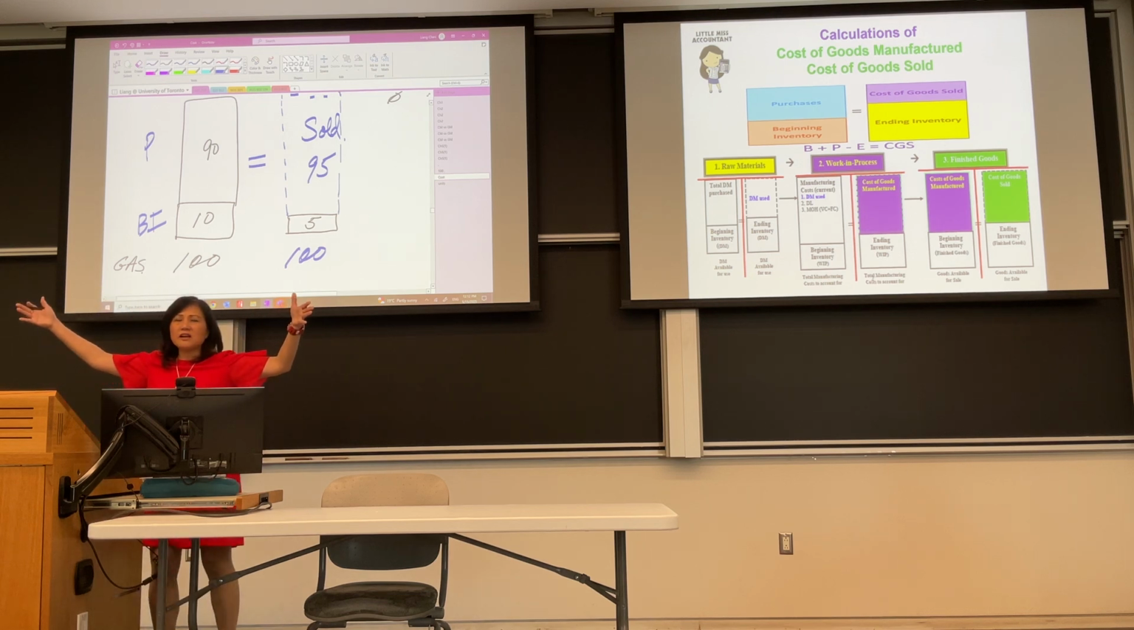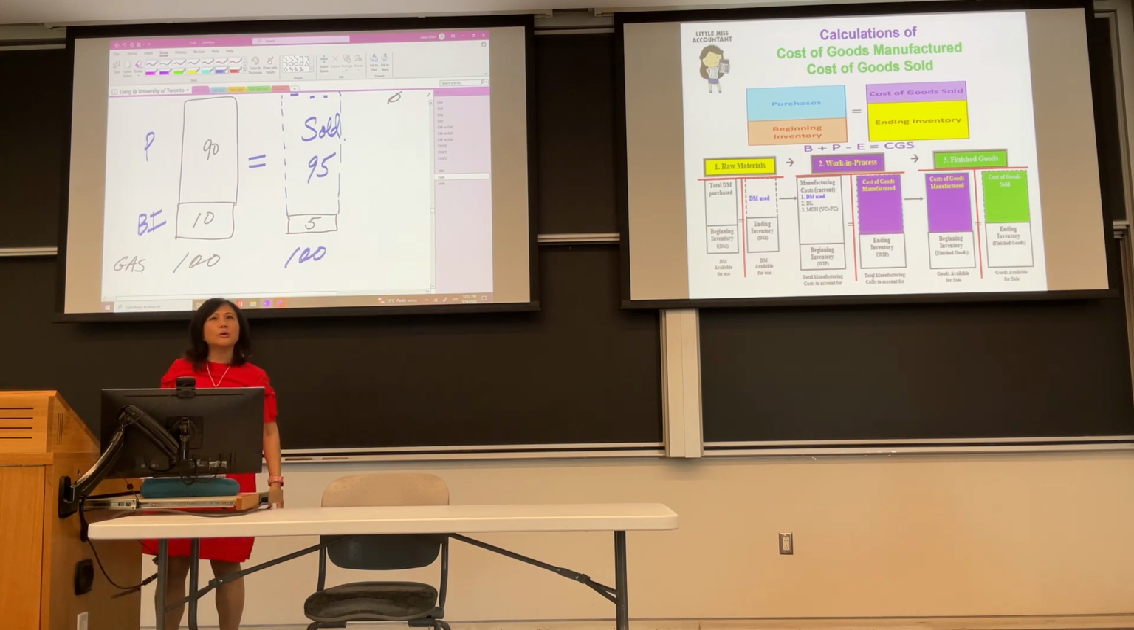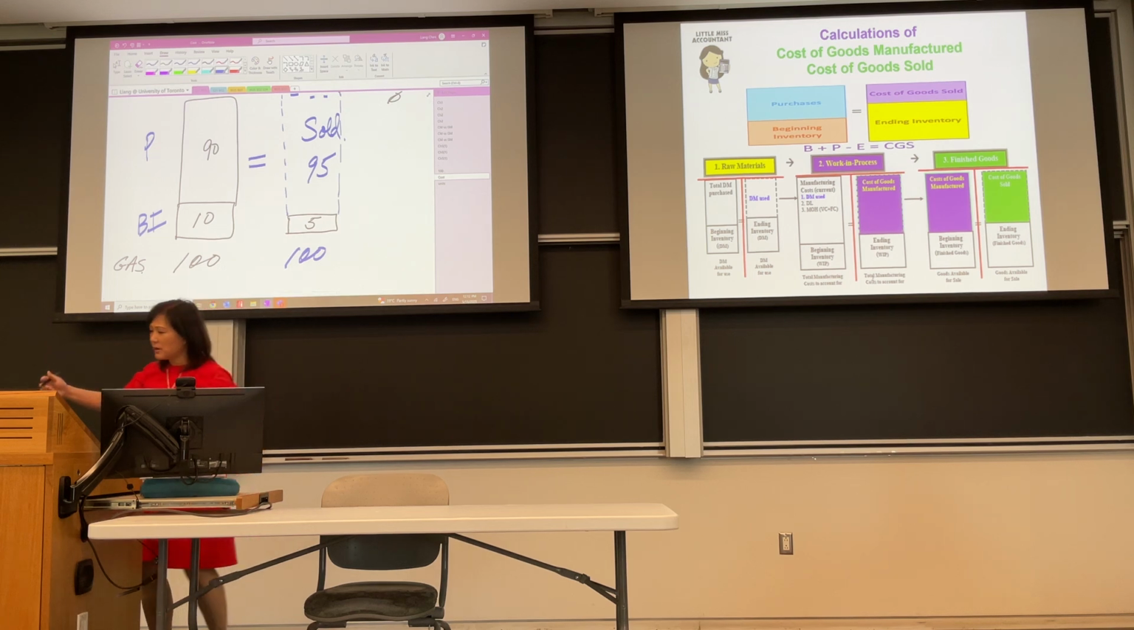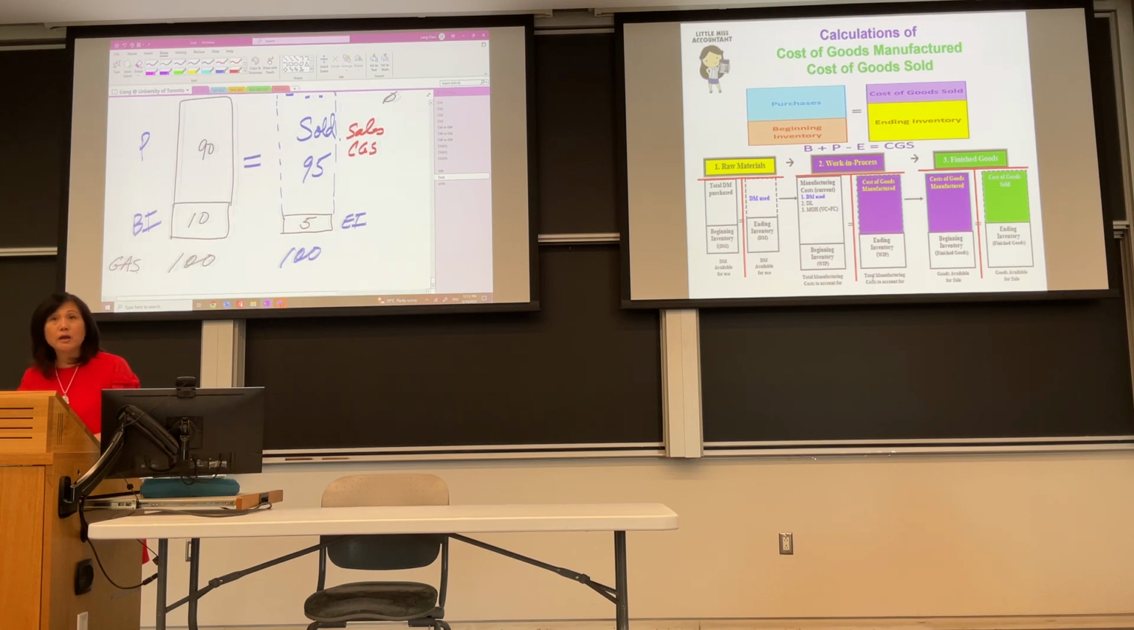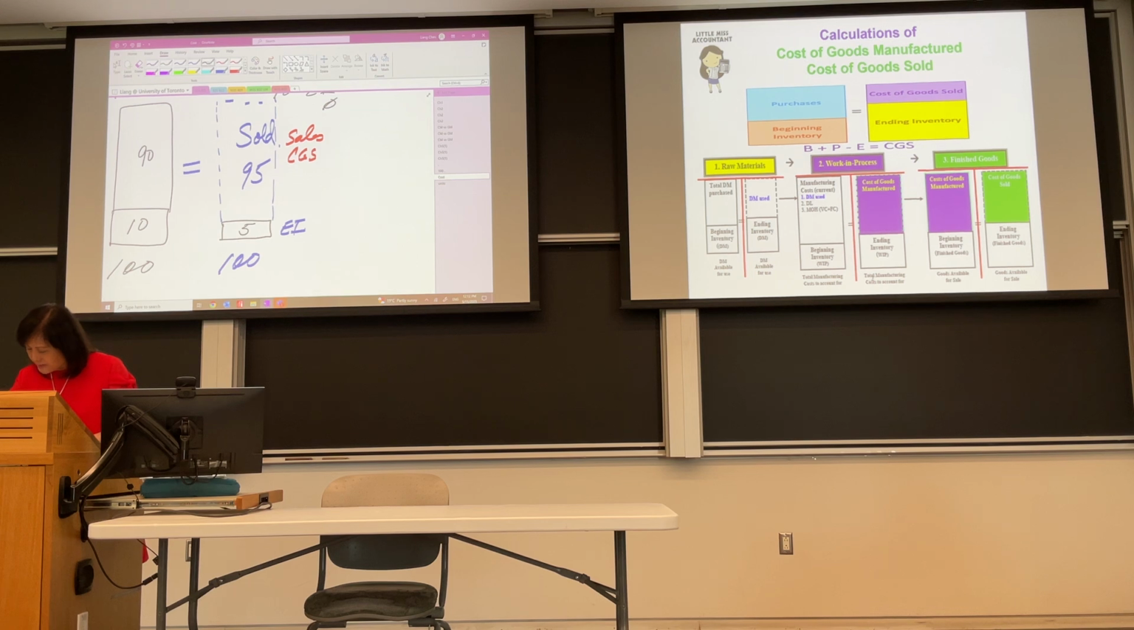Everything you have for sale, you either sold or not sold. Sold, cost of goods sold. Leftover, ending inventory. So this is ending inventory, and this is sold. What's the sales? The difference between sales and cost of goods sold. What's the same? The same is the unit. The difference is the price. I sold 95, the unit 95.